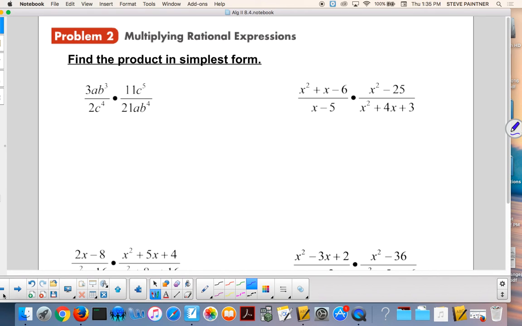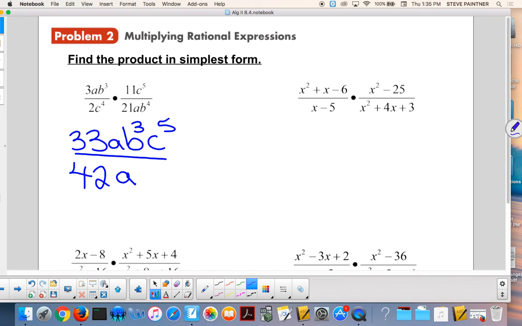All right. Take that fraction times that fraction, and you will get on top what? 33 A, B, A, B, C to the 5th, over 42 A, A, B to the 4th, B to the 4th, C to the 4th. Now, why did we go ABC over ABC? Because we just want to see the like bases, okay?